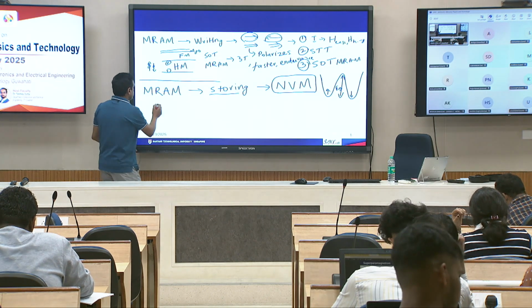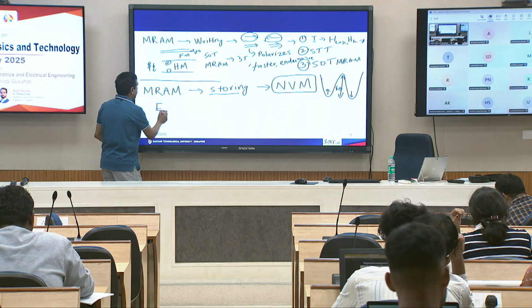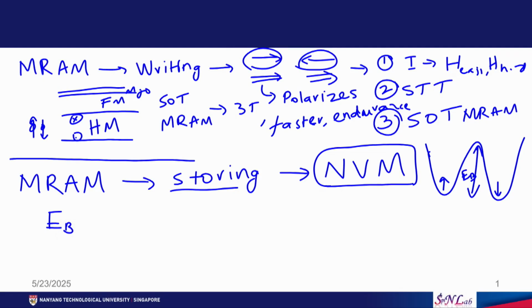Typically this energy barrier is designed to be more than 40 kBT, or around 60 times the thermal energy kBT. If the energy barrier is much larger than thermal energy, then the data will be stable for 10 years.